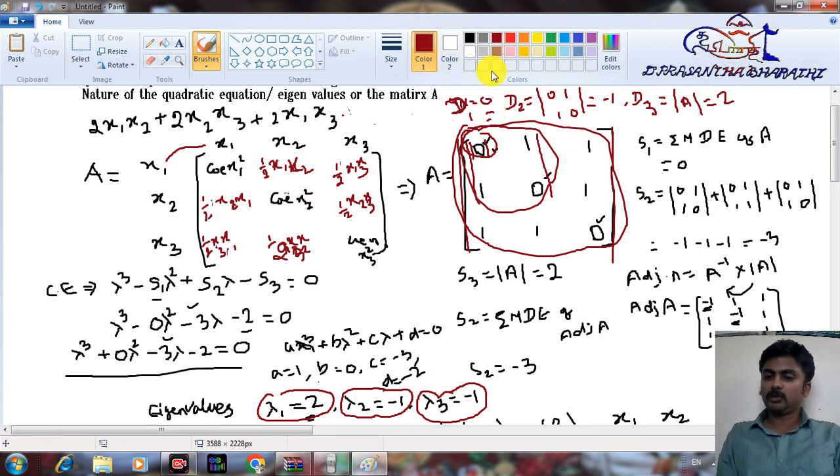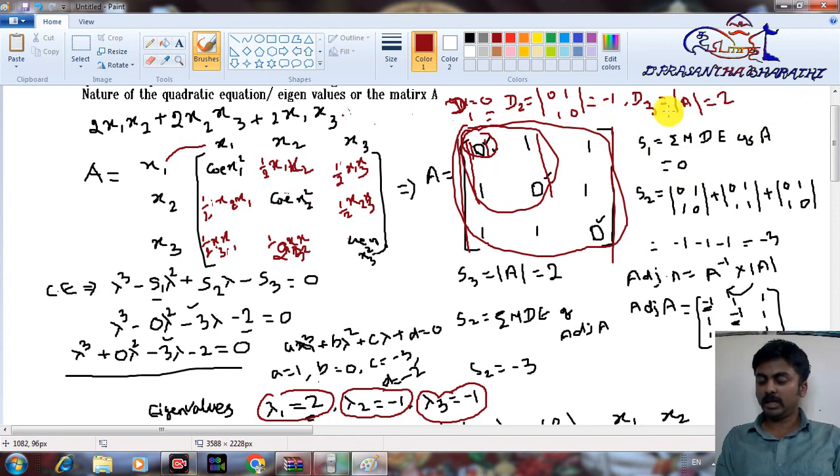So we can use this technique when in the question they ask to find the nature of the quadratic equation without reducing the matrix. If they ask to find the nature of the matrix without reduction, it means we don't want to find the diagonalized matrix or the eigenvalues. We can simply reduce the quadratic equation into a matrix, and after that we can easily find d1, d2 and d3.